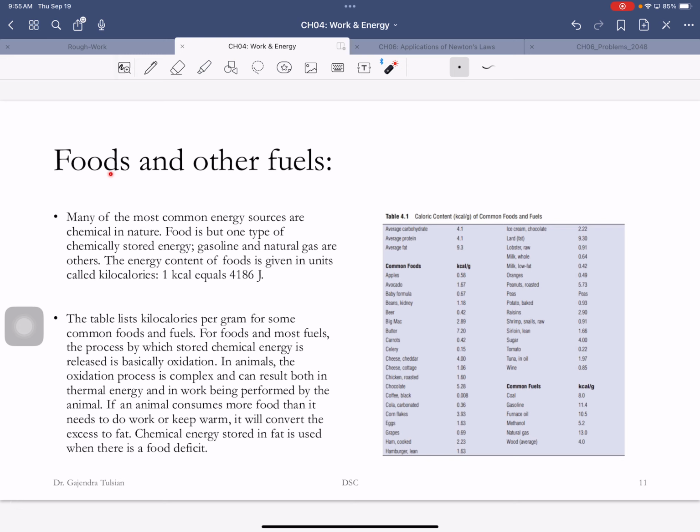All right, so this is our source of energy. Many of the most common energy sources are chemical in nature. Food is but one type of chemical energy stored. Gasoline and others, we use those sources of energy as well. The energy content of food is given in units of kilocalories. So we'll comment on that in a second.